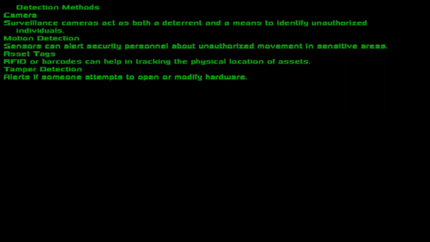Detection methods. Camera. Surveillance cameras act as both a deterrent and a means to identify unauthorized individuals. Motion detection. Sensors can alert security personnel about unauthorized movement in sensitive areas. Asset tags. RFID or barcodes can help in tracking the physical location of assets. Tamper detection. Alerts if someone attempts to open or modify hardware.